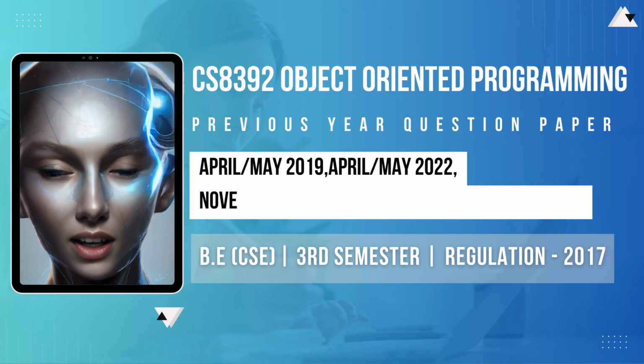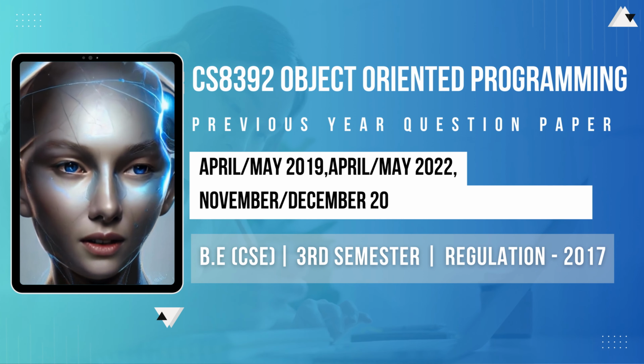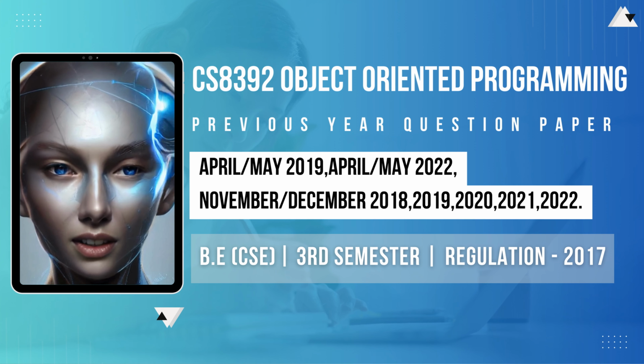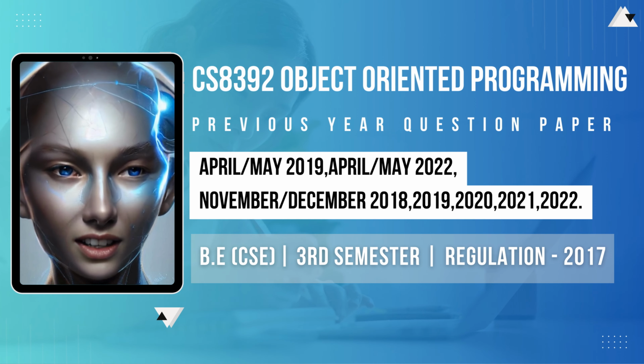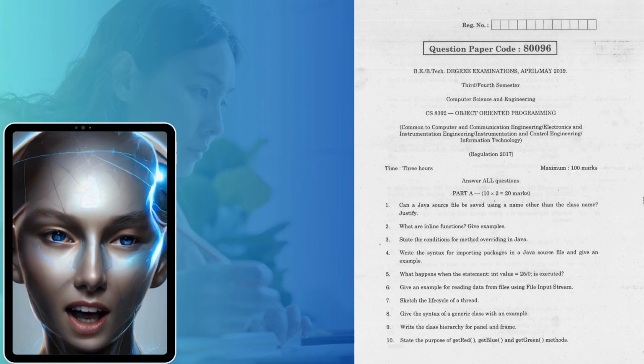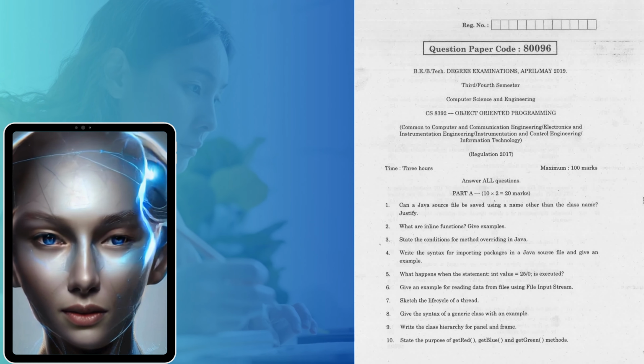Today, we are going to explore the CS8392 Object-Oriented Programming Previous Year question paper for the third semester, under the 2017 regulations. Let's see the April/May 2019 question paper.